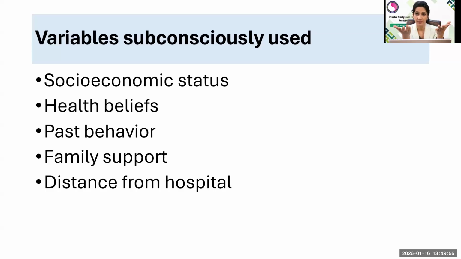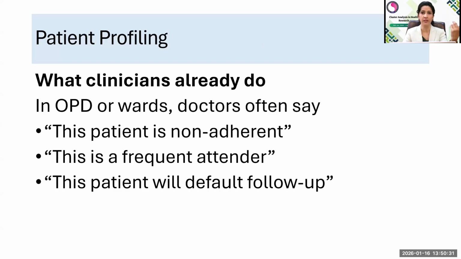Probably he's coming from some other department where you can see that whatever advice was given, he has not followed it up. So based on that past behavior, or if there is no one in the family, or the patient is alone, or not married, or a broken family, so seeing that family support, or maybe if he's residing at a very distant place, seeing all these variables, definitely these variables are there in your subconscious mind, and you are using these variables only to say about these behaviors, where the patient is non-adherent or not going to come, or he will be very frequently coming, or he is very adherent.